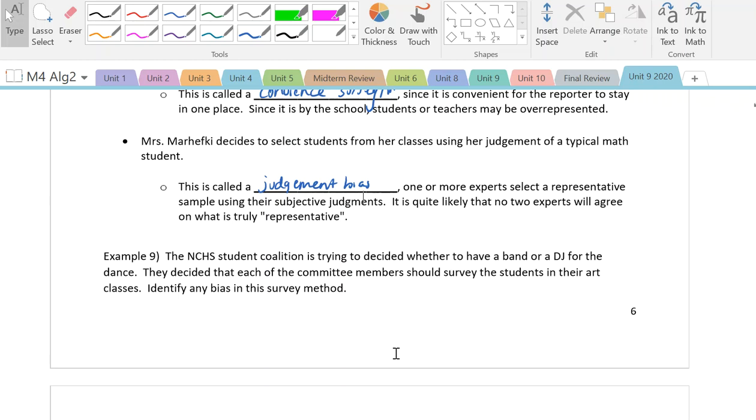A better approach would be maybe everyone should survey people in their period 4 class, and then you'll have an equal distribution like that. You'll have some that are art, science, English, or maybe you want to survey everyone in gym classes because everyone is required to take gym.